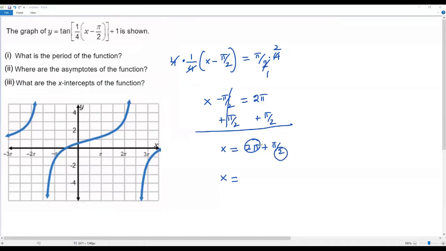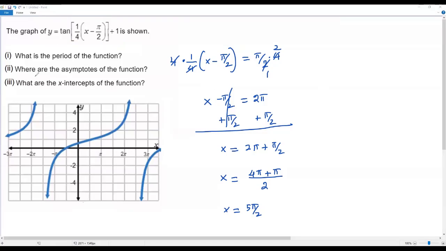Once I'm done with this multiplication, I can take this 2 as a common denominator. So 2 pi times 2 will become 4 pi. So I'm done with the multiplication, 4 pi plus pi. Now we can take this 2 as a common denominator. x equals 5 pi over 2. Okay, so one of the vertical asymptotes for the given tangent function is 5 pi over 2.